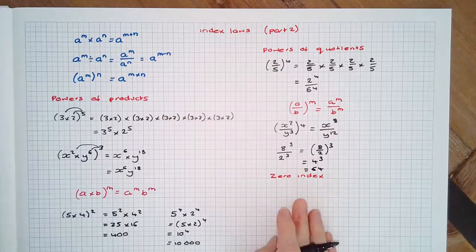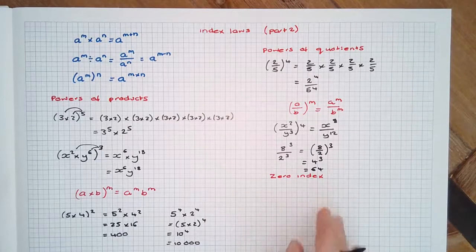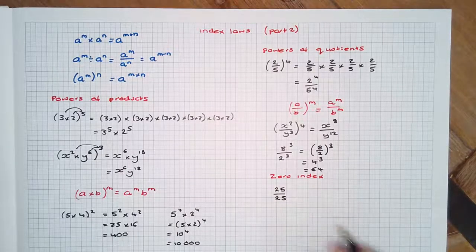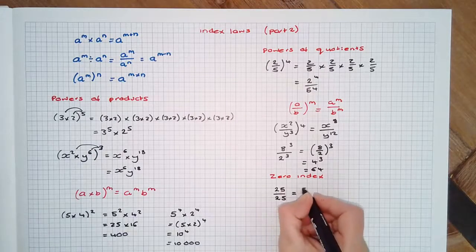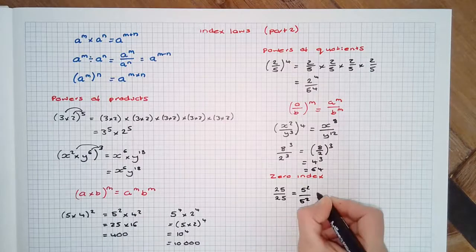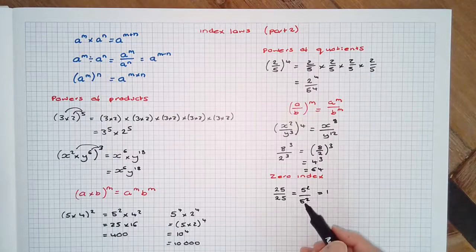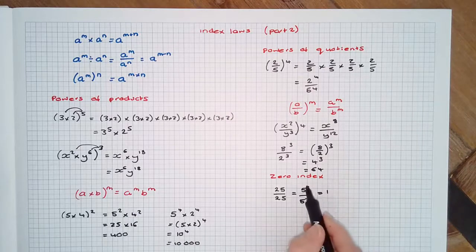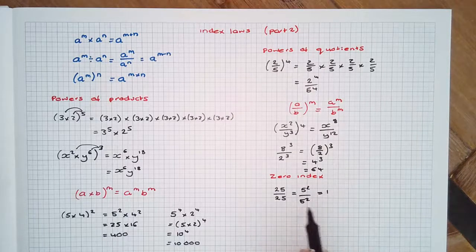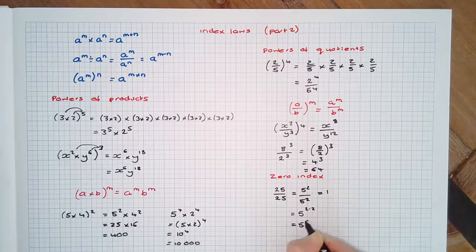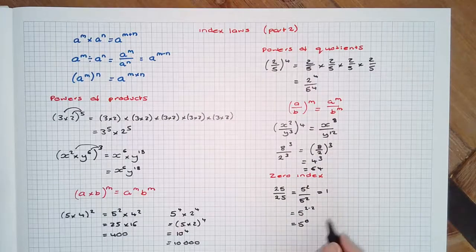And our final one we're going to have a look at today is known as the zero index. We know, for instance, that 25 over 25, or any number over any number, equals 1. But let's put this in index form. 25 is 5 squared, so 5 squared over 5 squared equals 1. Using the quotient index law, when we divide numbers with the same base, we subtract the powers. So 5 to the power of 2 divided by 5 to the power of 2 would be like saying 5 to the power of 2 minus 2, which is 5 to the power of 0. And we know that this equals 1.